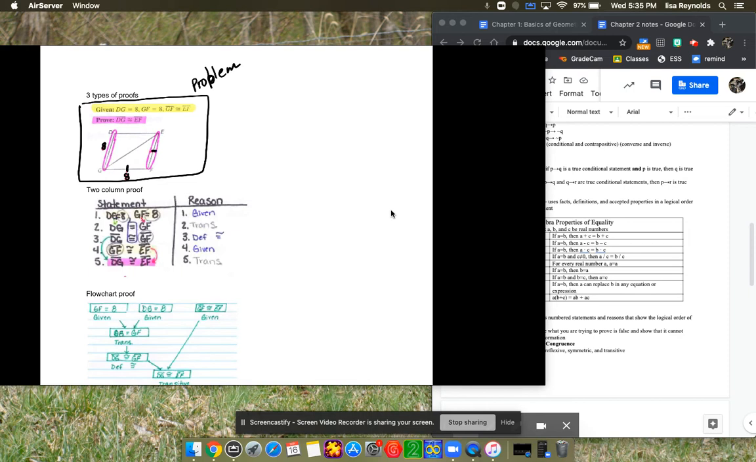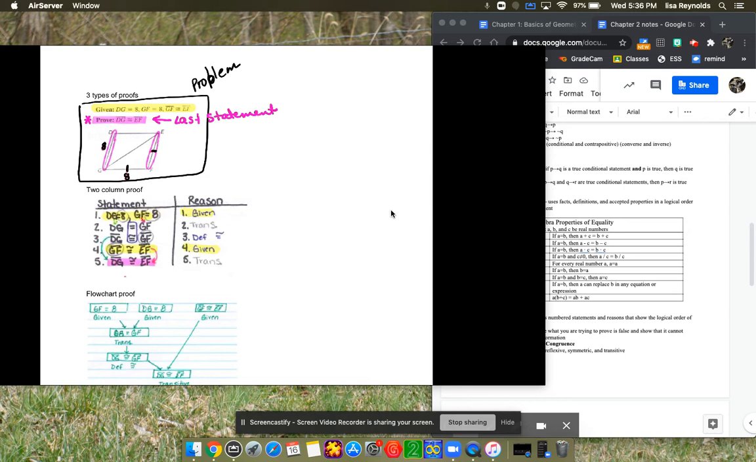And then I always go in and try to find what it is we're trying to prove. What you're trying to prove will always be the last statement. So whatever it is you're trying to prove is your last statement. And within the proof itself, we will have our given information. So we're always going to have our given information, and then whatever it is we're trying to prove is there. So this is three different ways to look at it.